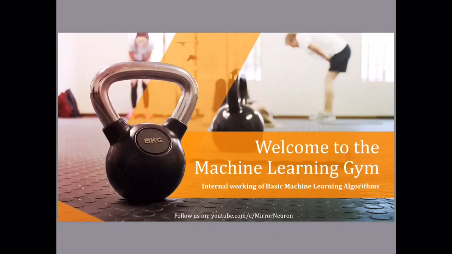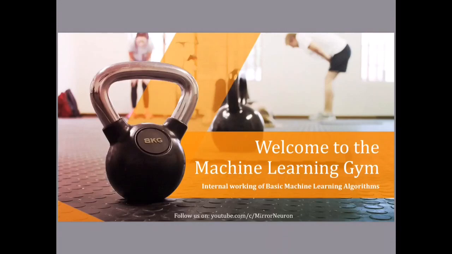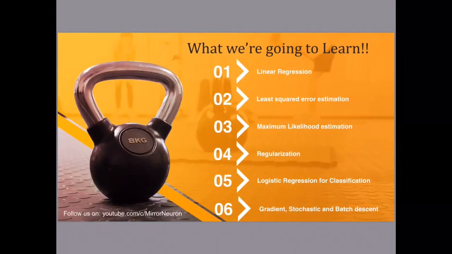Now, welcome to the Machine Learning Gym, a new series where we are going to figure out the internal working of the basic machine learning algorithms. What we are going to learn is the internal structure and how linear regression is conducted. We will understand least squared error estimation, maximum likelihood estimation, regularization, logistic regression for classification problems, and gradient descent, including stochastic and batch descent.